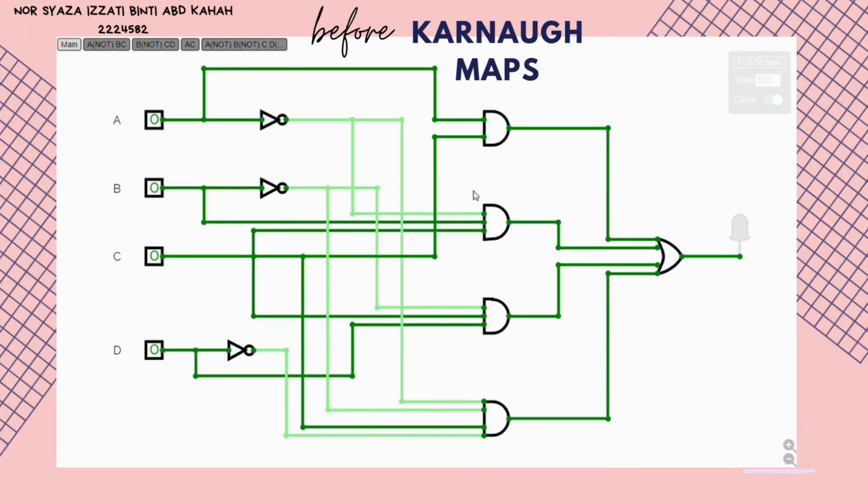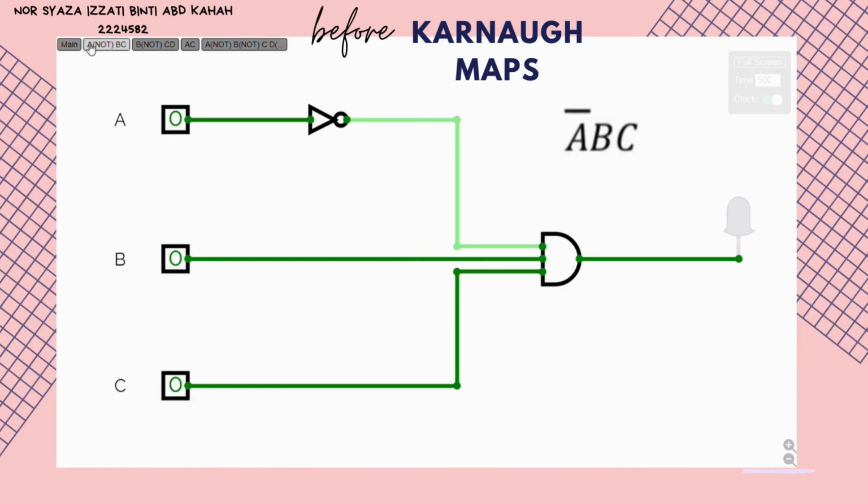That's all from me. Now I will present to you the graphical symbol of this equation, which is F equal to A naught BC plus B naught CD plus AC plus A naught B naught C D naught. This is the main graphical symbol of the equation. In this project, we are using 3 logic gates: the first one is NOT, the second one is AND gate, the third one is OR gate.